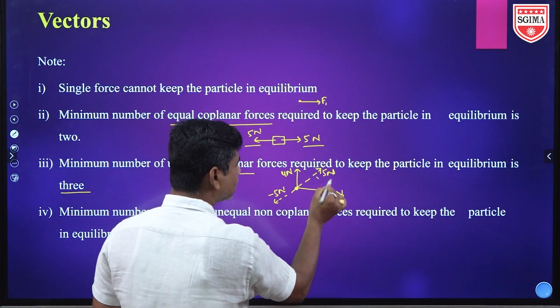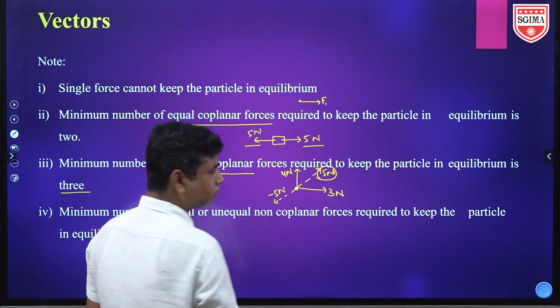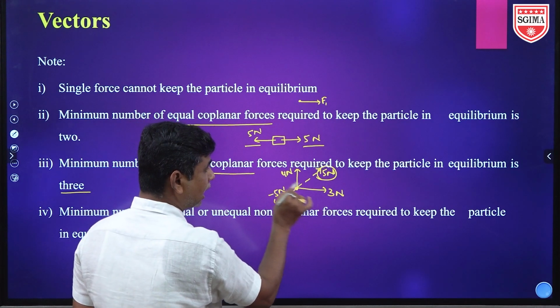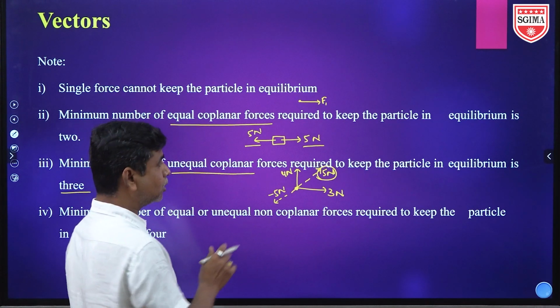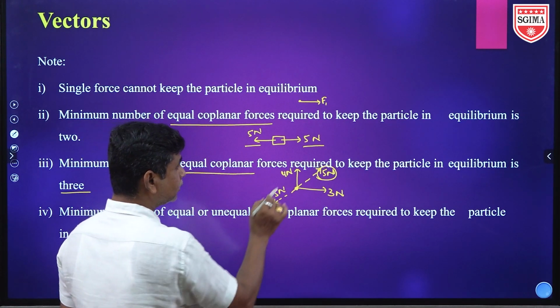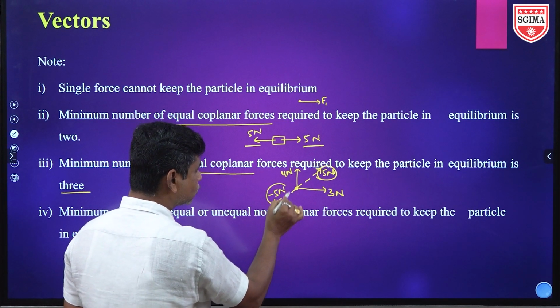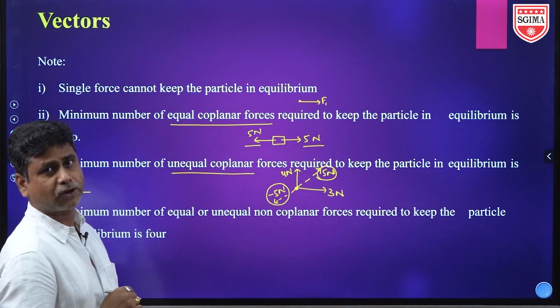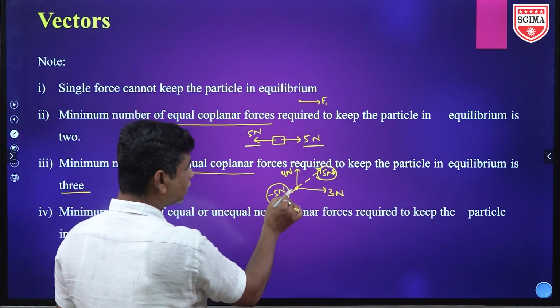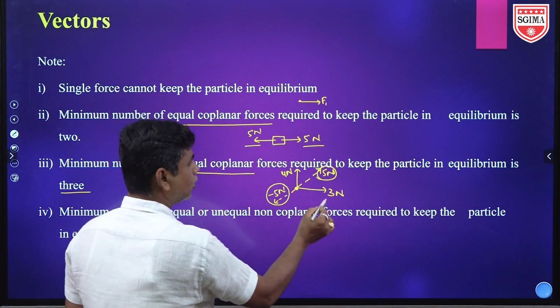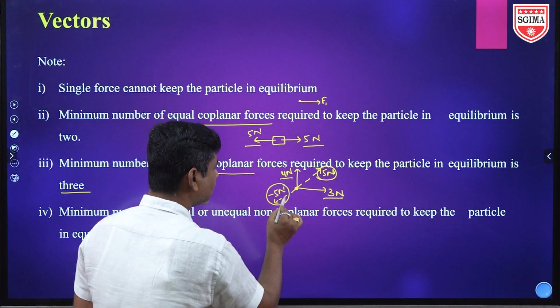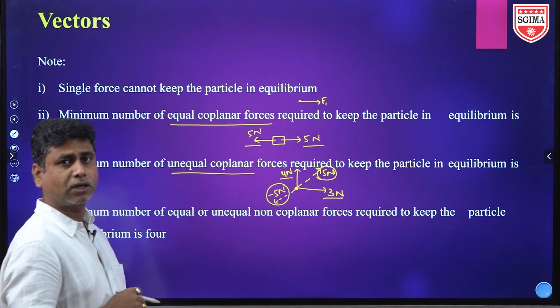Actually this 5 Newton is the resultant of 4 and 3, which are unequal magnitudes, but both are in that same plane. These two resultants act in this direction. Here I take one more third force, minus 5 Newton. So the forces acting on the particle are 3 Newton, 4 Newton and 5 Newton. Then the particle is at equilibrium.